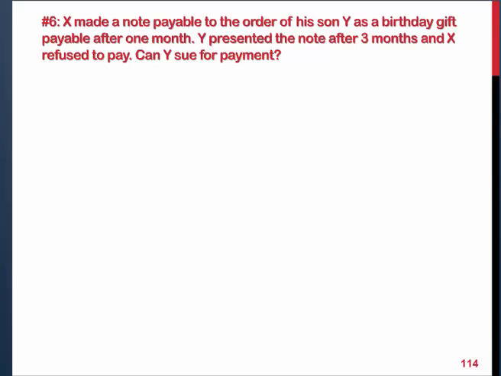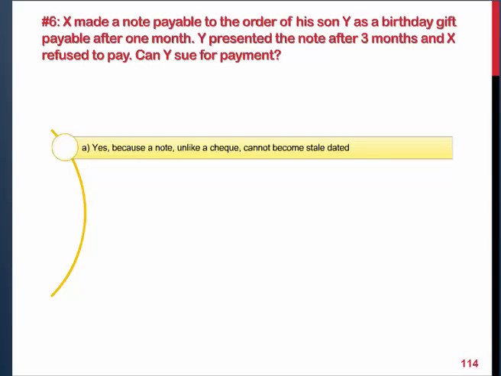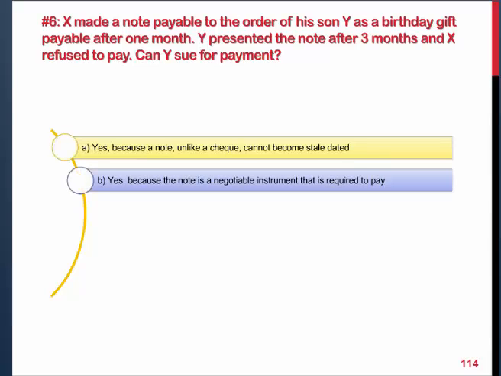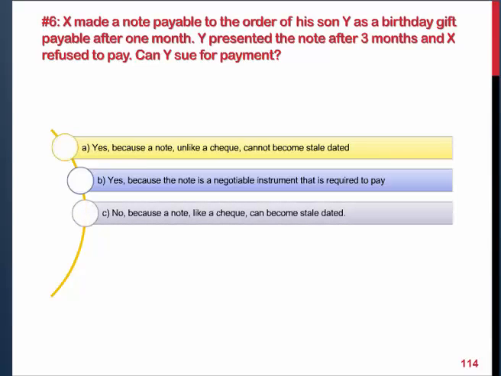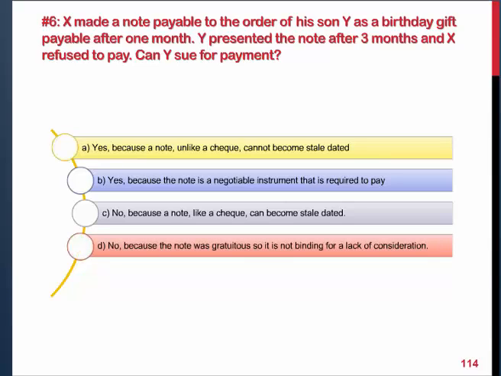Question number 6. X made a note payable to the order of his son Y as a birthday gift, payable after 1 month. Y presented the note after 3 months and X refused to pay. Can Y sue for payment? Option A, yes, because a note, unlike a cheque, cannot become stale dated. Option B, yes, because the note is a negotiable instrument and X is required to pay. Option C, no, because a note, like a cheque, can become stale dated. And option D, no, because the note was gratuitous, so it is not binding for lack of consideration.